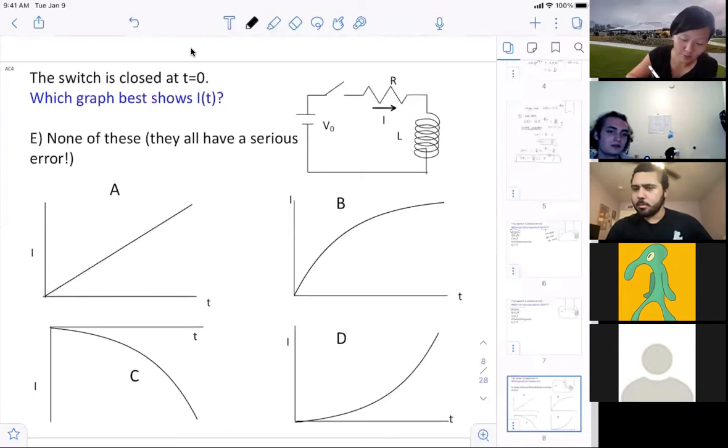Okay, let's remind ourselves what that equation looks like. So you're saying it's a negative exponential. Indeed, it is.